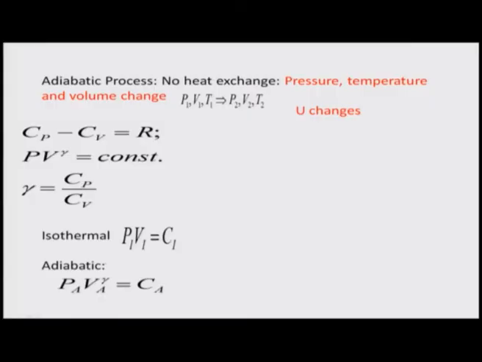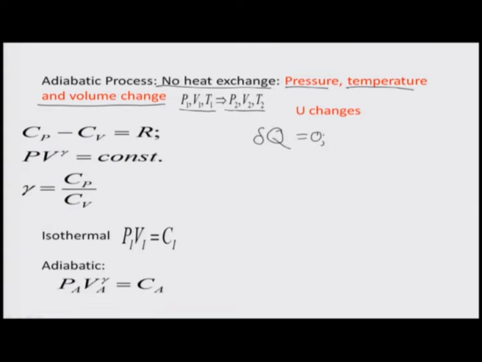Now I will go to the most complicated one, which is called the adiabatic process. In an adiabatic process, there is no heat exchange. So, I can write delta Q is 0. So, it will be an interplay between the internal energy and the work done. What is most important here, that pressure, temperature and volume, all the thermodynamic variables change. So, P1 V1 T1, P2 V2 T2. I am starting from P1 V1 T1, I am going to P2 V2 T2.